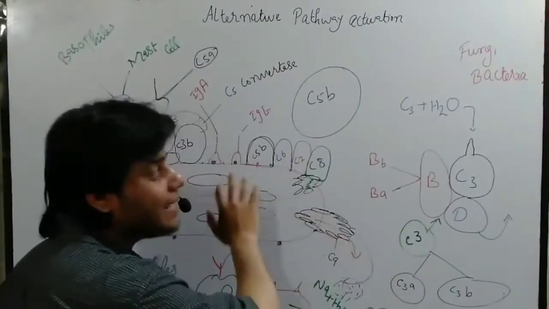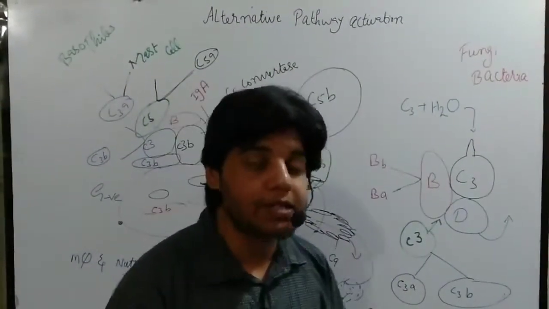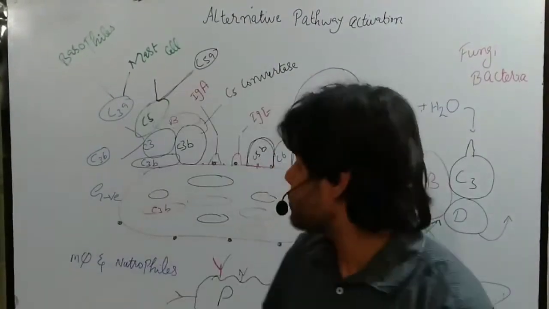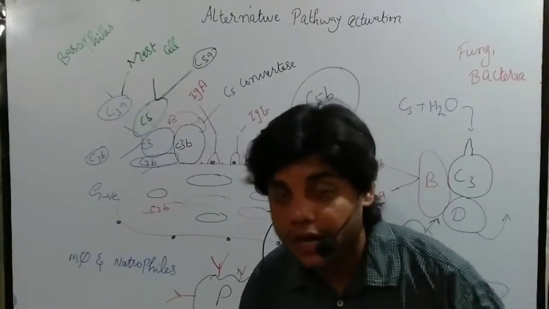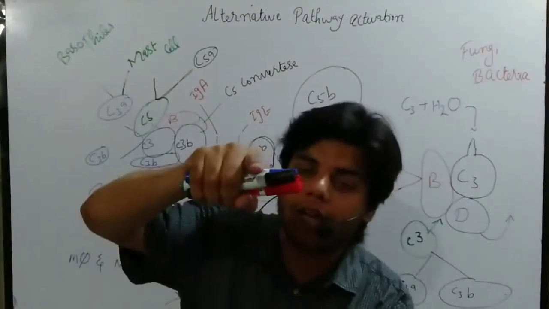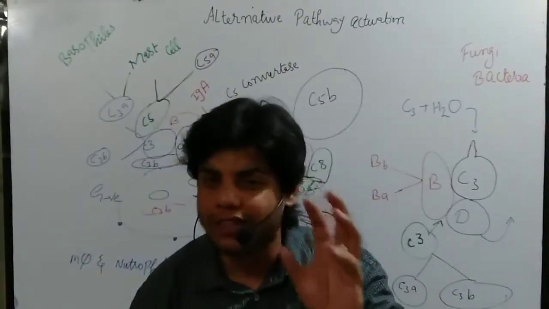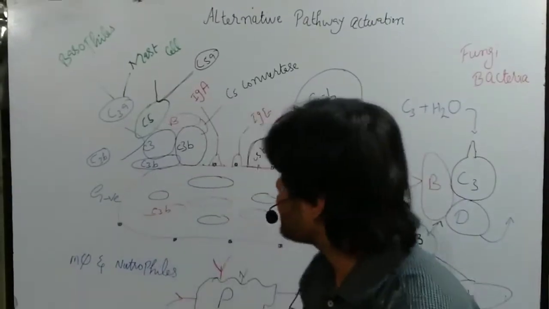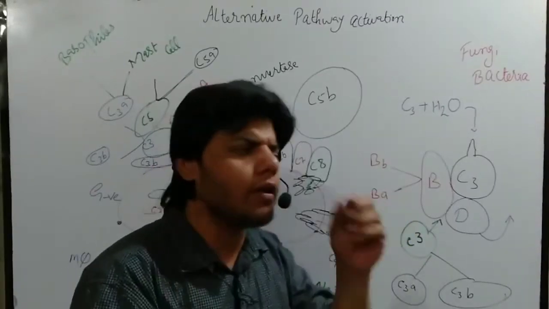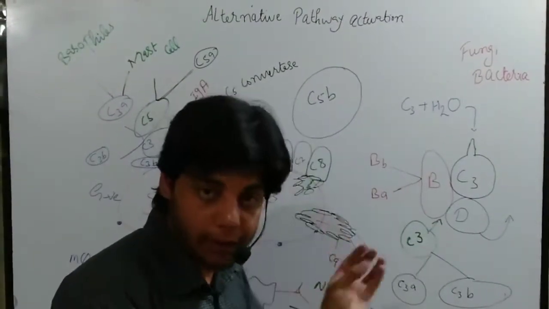Now, let's suppose this is the bacteria, and this is a gram-negative bacteria. What actually happens in this case? All of you better know that gram-negative bacteria have an outer membrane and an inner membrane. Between the outer and inner membrane, they have the peptidoglycan, which is a very thin layer. Now, let's say the outer membrane is cleaved by the complement proteins, and a small hole is created in this outer membrane.